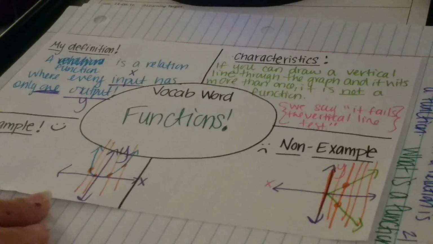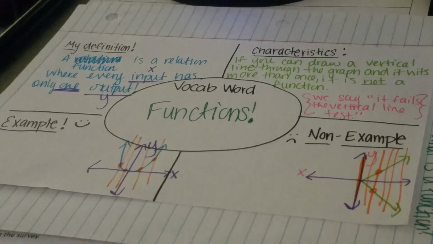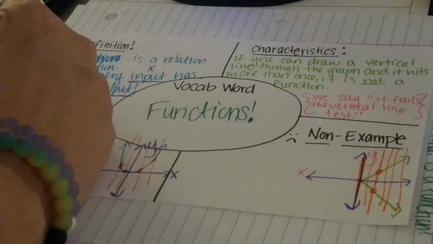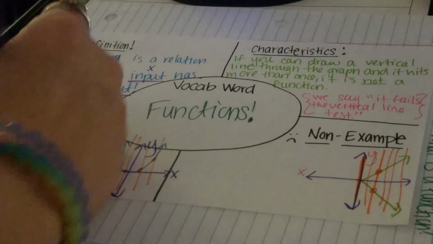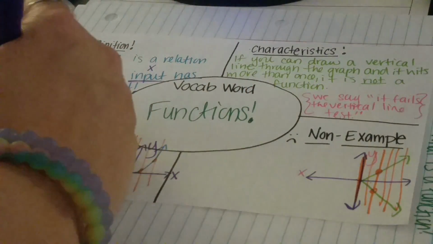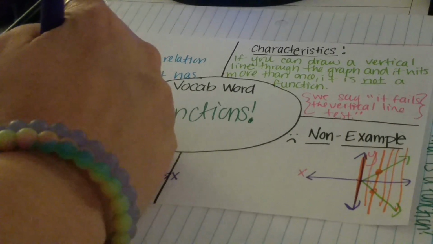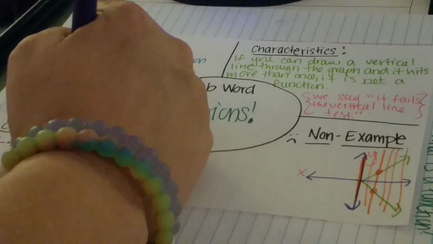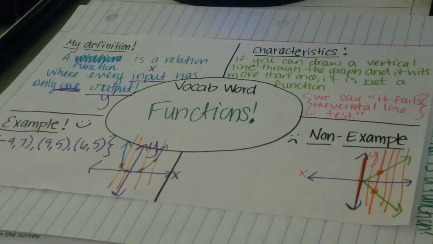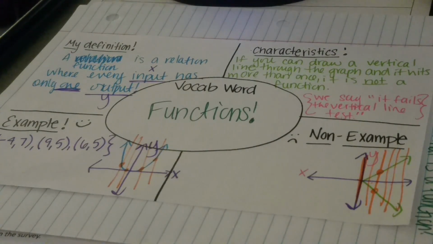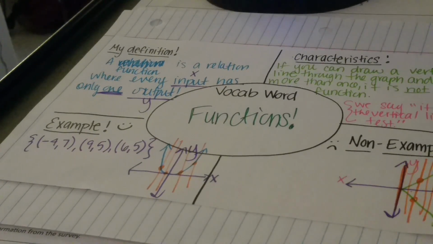All right. So now, this says every X can only have one Y. So I'm going to show you what it looks like as an ordered pair. Now remember, we write our sets of ordered pairs with squiggly brackets, and then parentheses and commas. That says negative 4, 7, 9, 5, and 6, 5.